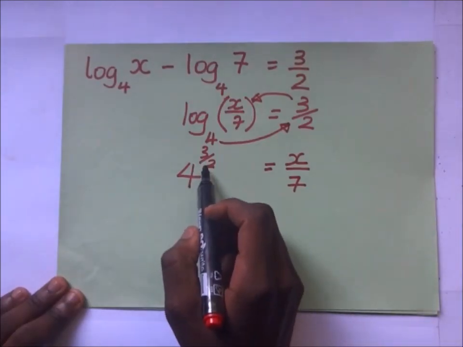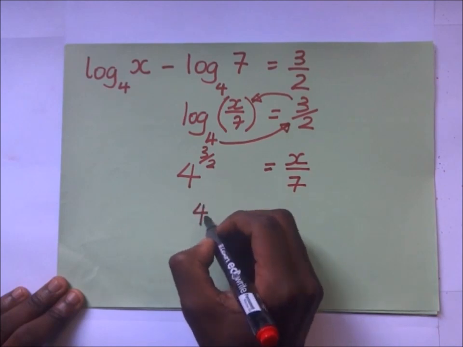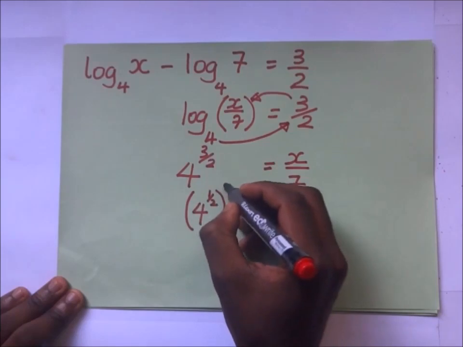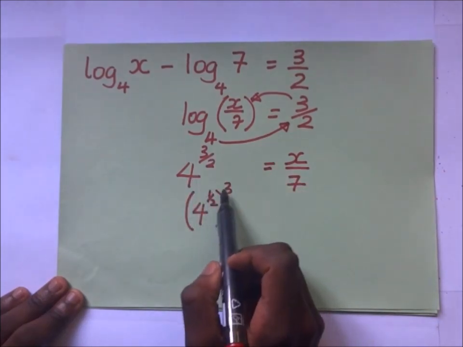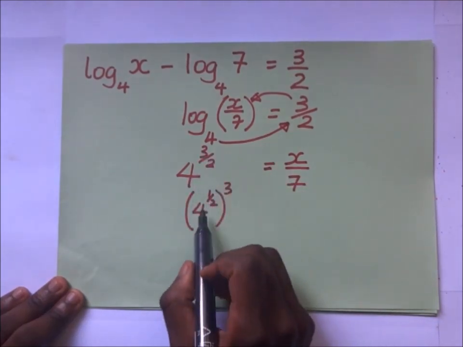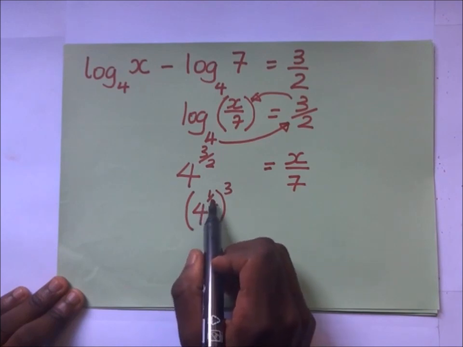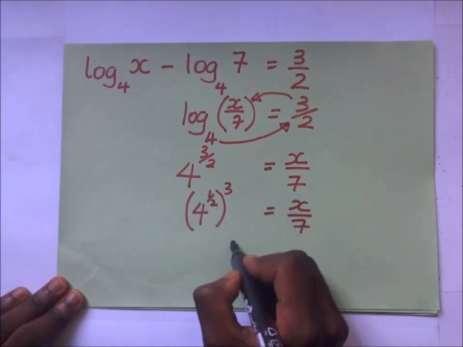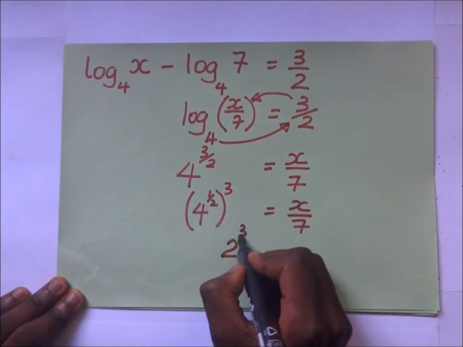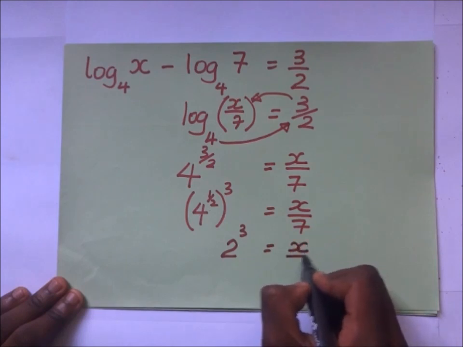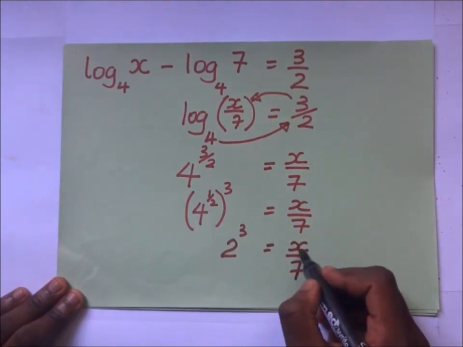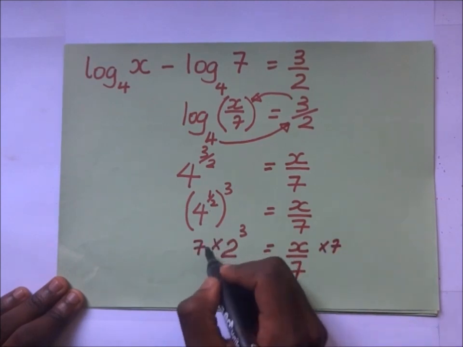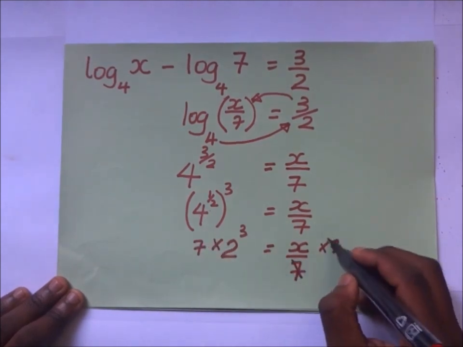Now 4 to the power 3 over 2 is the same as 4 to the power a half, to the power 3, because we know that a half times 3 gives us 3 over 2. Now 4 to the power half is the same as the square root of 4, which is 2, so it's going to be 2 to the power 3 is equal to x over 7. So to make x the subject of the formula, we multiply both sides by 7, so that this 7 and that cancel.